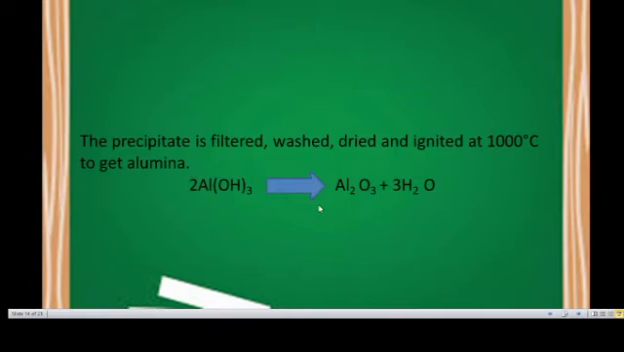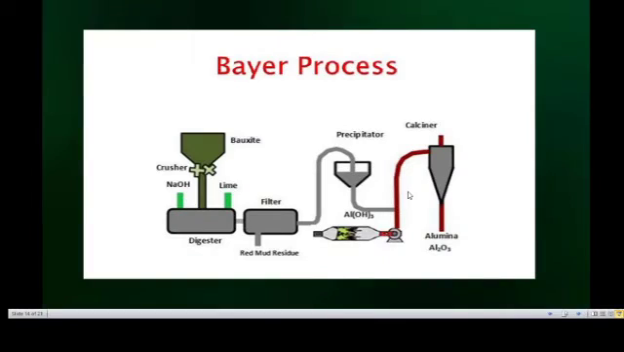2Al(OH)3 is heated up to 1000 degrees Celsius to get alumina. Then water is the byproduct. This is the Bayer's process. The bauxite ore is crushed and treated with sodium hydroxide, then filtered, then we get aluminum hydroxide, then finally we get the purified form, that is alumina.